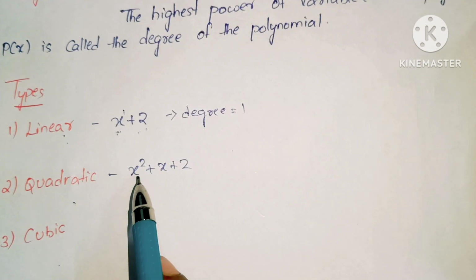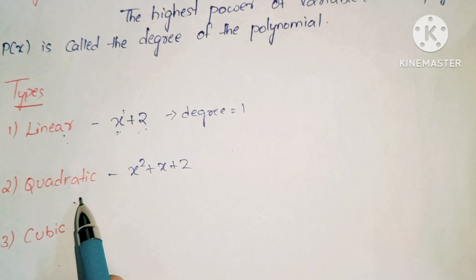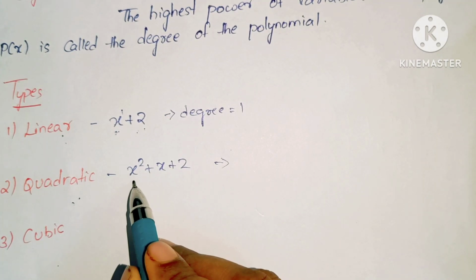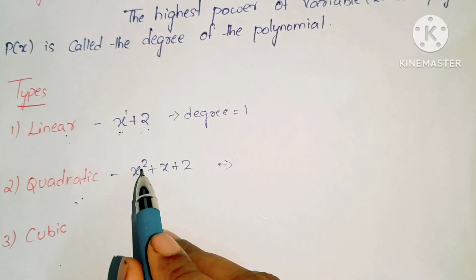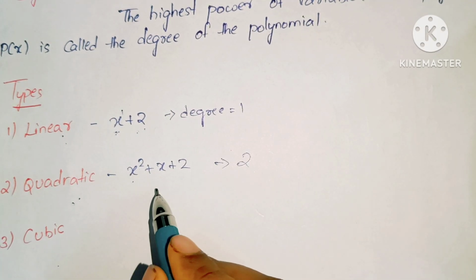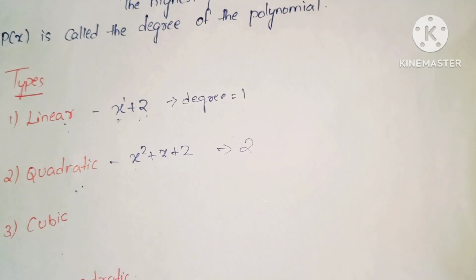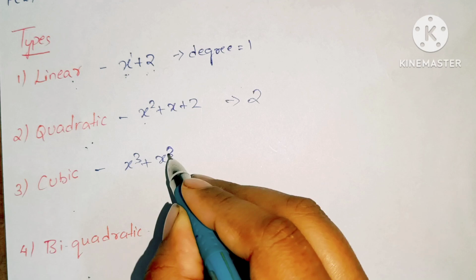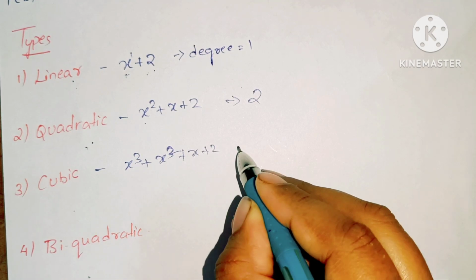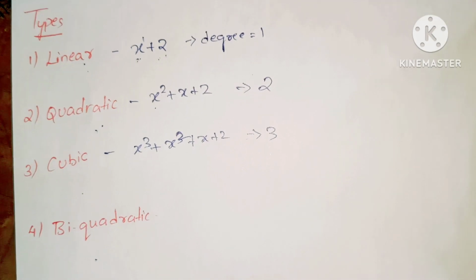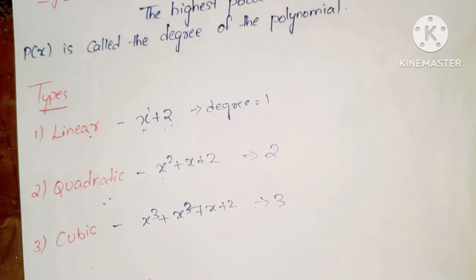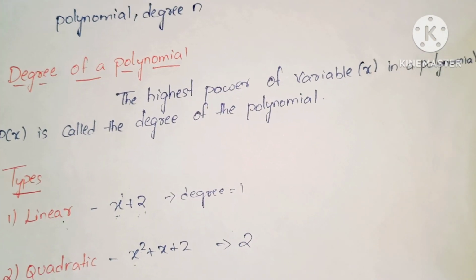Okay, if the maximum highest power is 2, then you call it a quadratic polynomial. So for this equation, there are x variables, and in the given x variables, which has the highest power? 2. So for this equation, the degree is 2. Okay. So cubic means the highest power is cube. Okay, so here the degree is 3. So biquadratic means if the highest power is more than 3, meaning 4 or 5, you call it biquadratic. Understood? So this is about the degree of a polynomial.